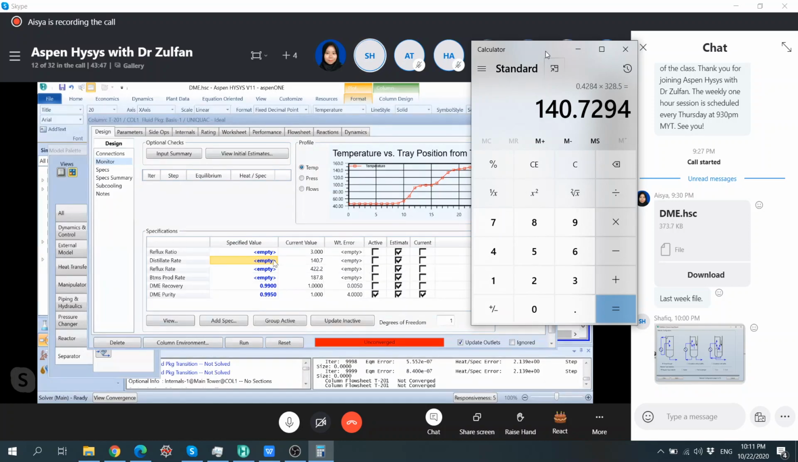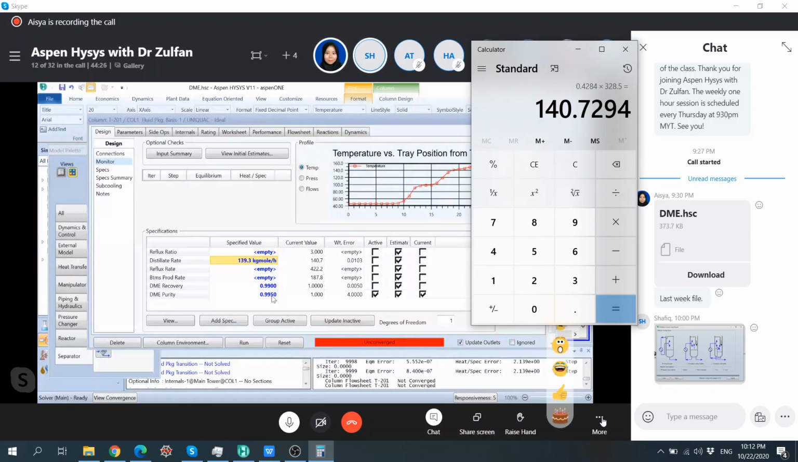So 140.7 times, we would like to recover only 99%. So it's 139.3, the flow rate of the DME. Okay, but we need to make it 99.5% DME. So that means if DME is 139.3, can you follow?